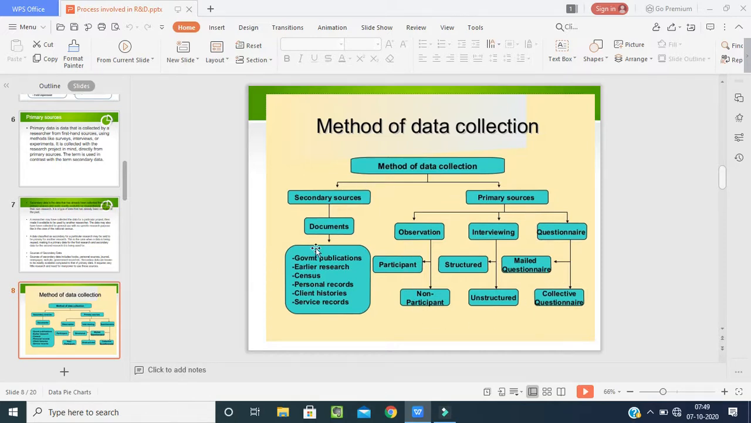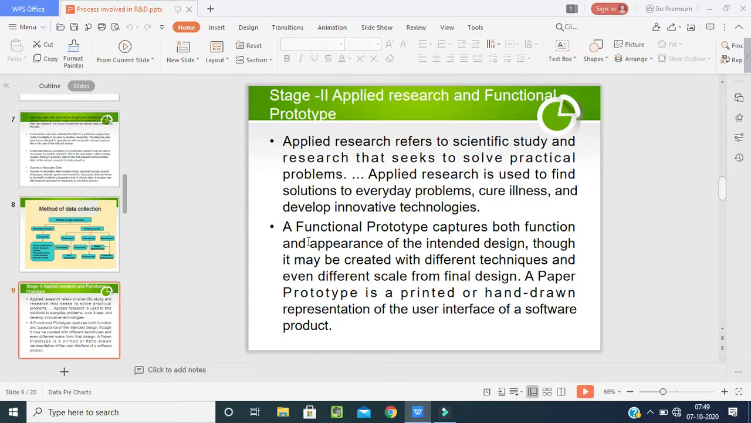Coming to the secondary source, we are having documents from government publications, earlier research, census, personal records, client histories, service records. Census once in 10 years they will go for it, or 2 years, whatever it may be. So all this is the method of data collection. Now we'll go for stage 2, that's nothing but the applied research and functional prototype.